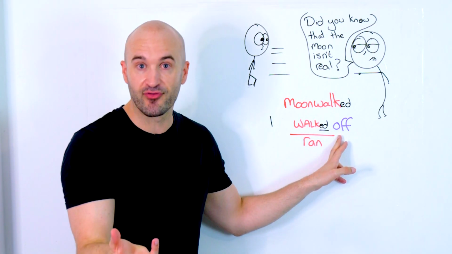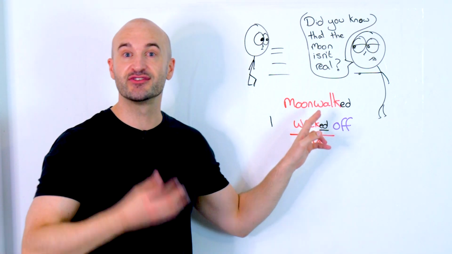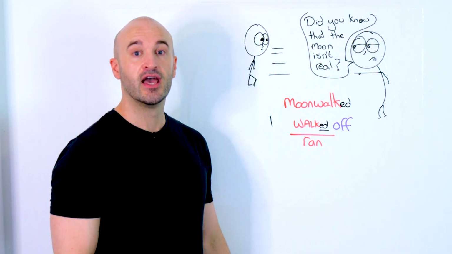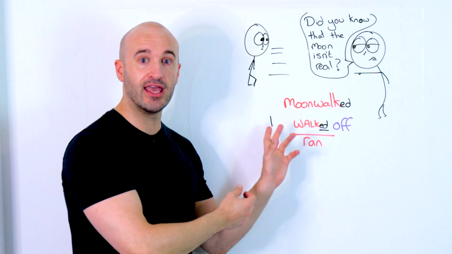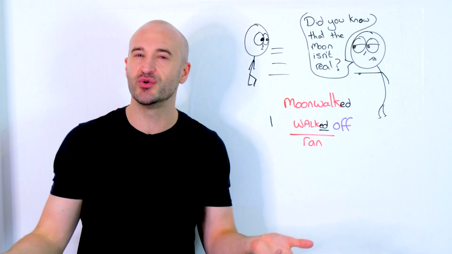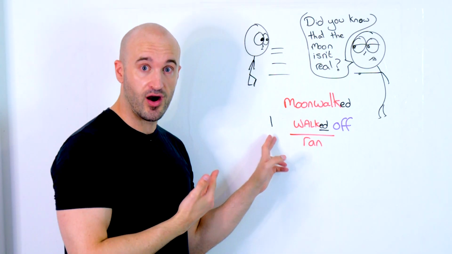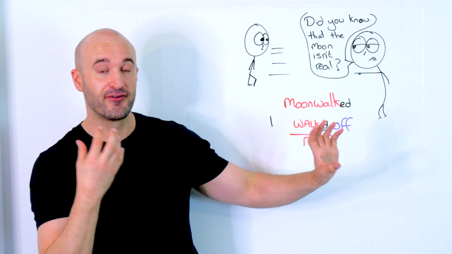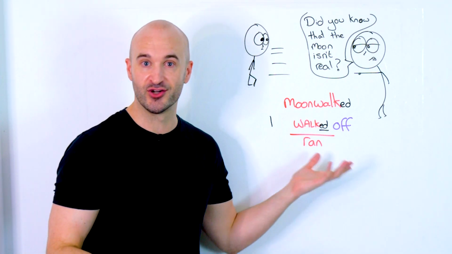Off shows the separation. The verb shows the method of separation. And notice there's no object here. I walked me off? No, you don't need that. If you are separating yourself from something, you don't need an object here.